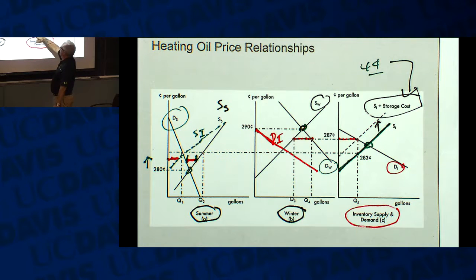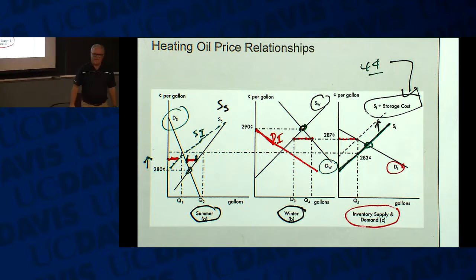So we have this equilibrium Q5. That's the volume of inventory. That's how much he takes off the market in the summer, how much he puts on the market in the winter. The price in the summer is going to be $2.83. The price in the winter is going to be $2.87.